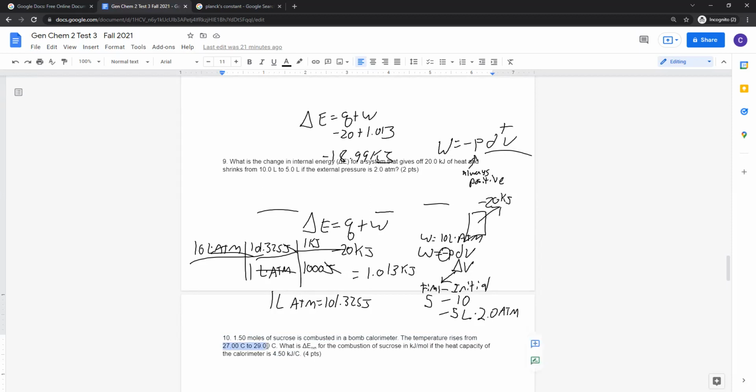Granted, it takes a little more because you have to know to do minus initial here to get a positive number of 2, but still, you're going to give yourself a fighting chance once you start paying attention to those units.